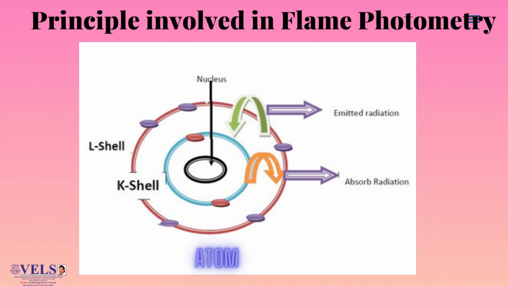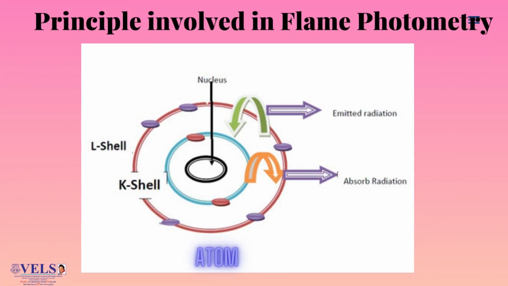Now we move on to the principle involved in flame photometry. If we take an atom, it contains the nucleus and the electrons present in the orbitals. Generally the orbitals are classified into K shell, L, M, N like that. In the nucleus, protons and neutrons are present. Around the nucleus, the electrons move in the orbitals. The K shell contains 2 electrons and the L shell contains 8.